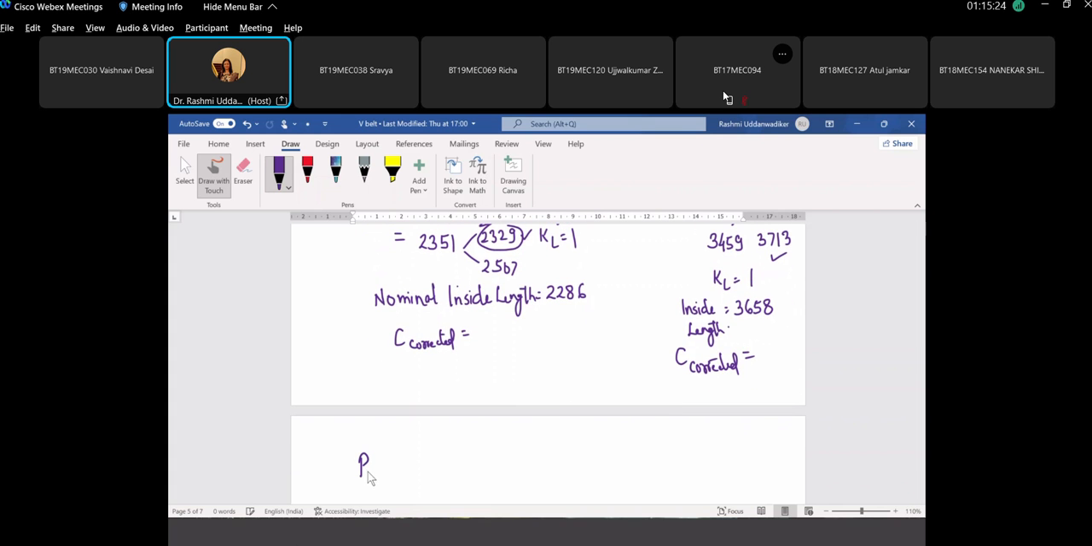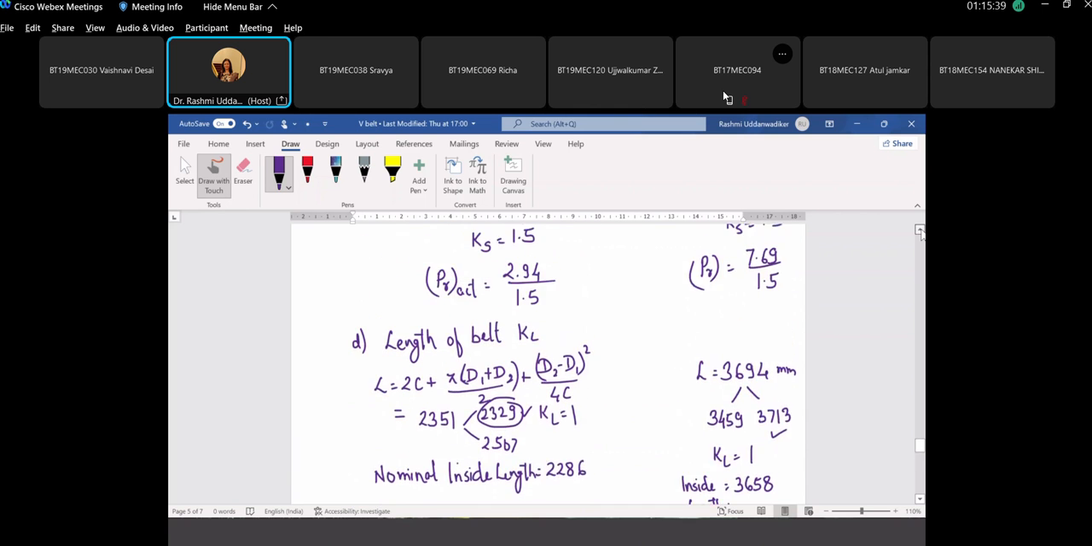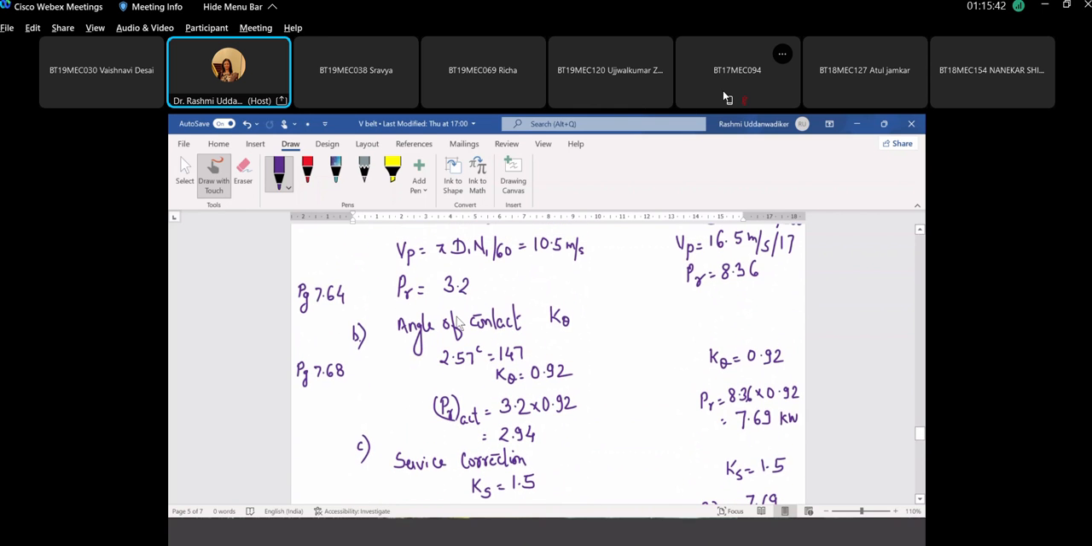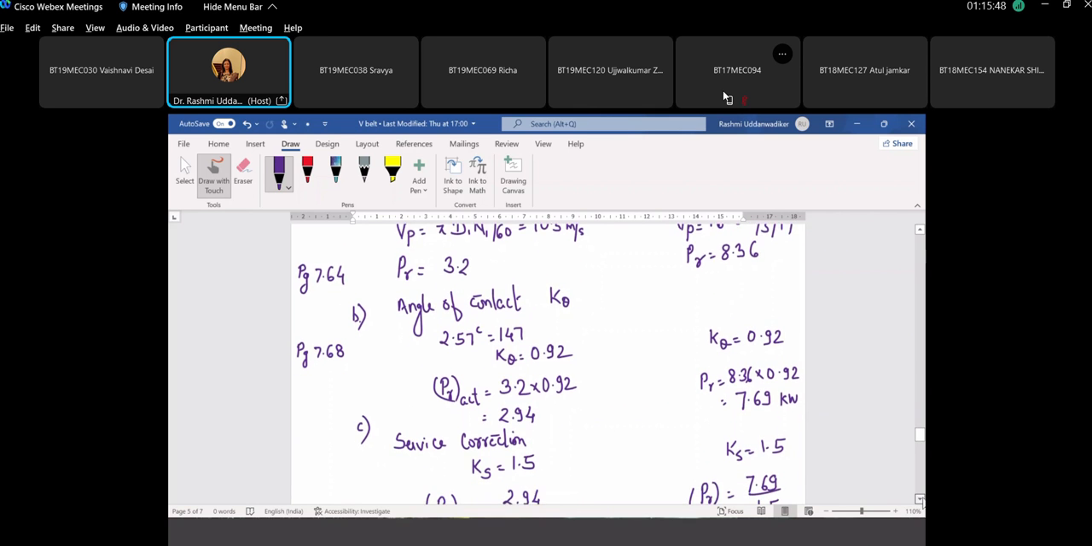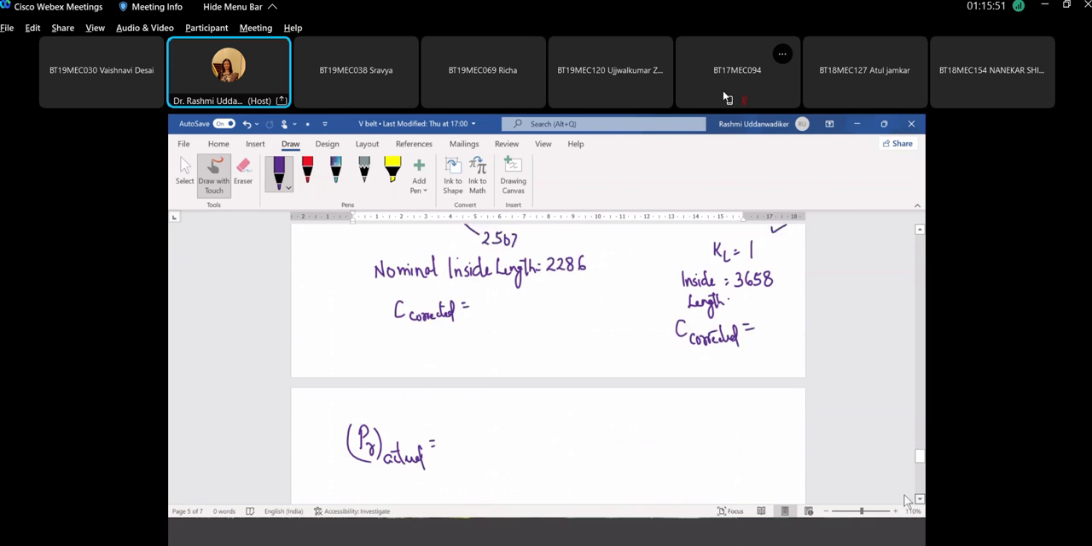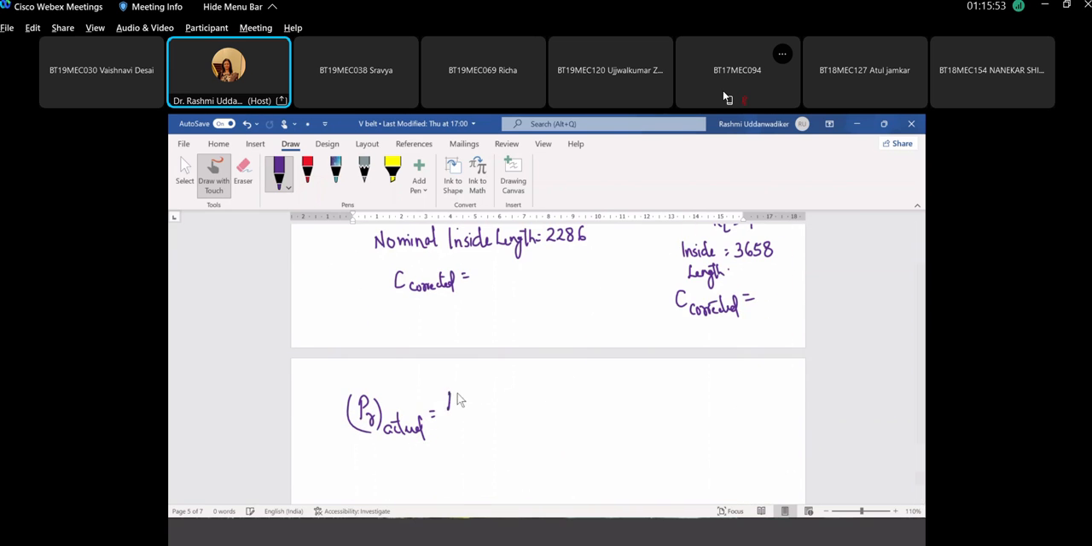What is our final power transmission? The value which we have selected from the table for equivalent diameter, multiplied by 3.2 for B section, which is multiplied by K theta, divided by service condition and multiplied by KL. So this is the value of PR multiplied by K theta multiplied by KL divided by the service condition KS. What is this value you got? Is that 1.96?